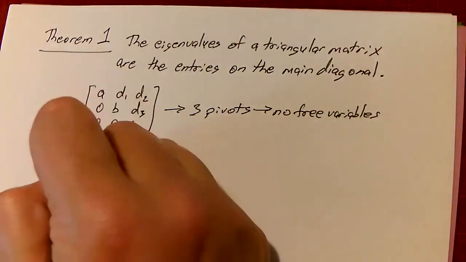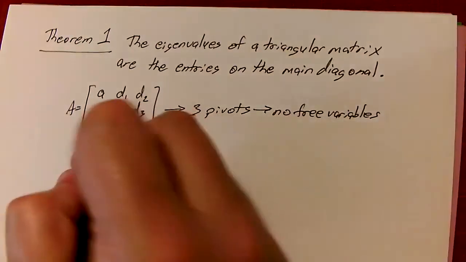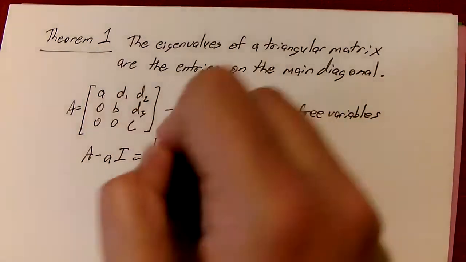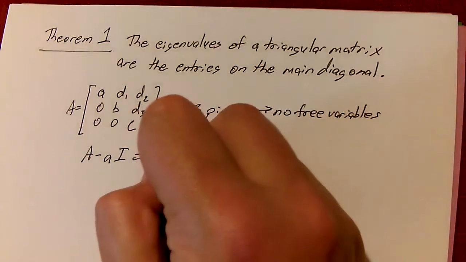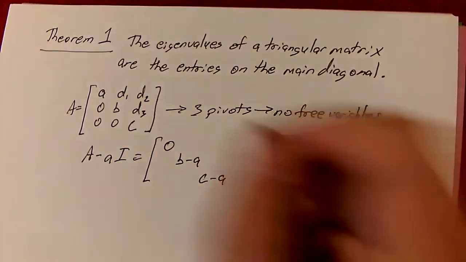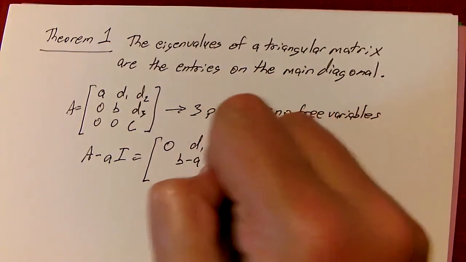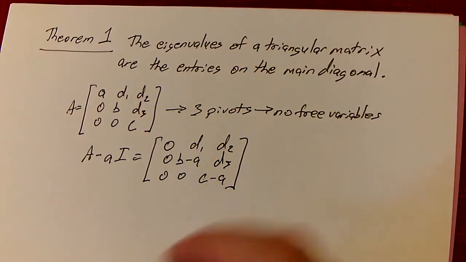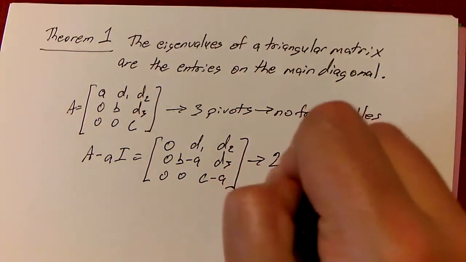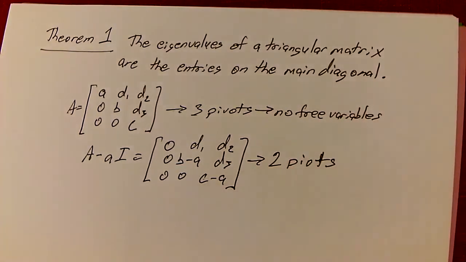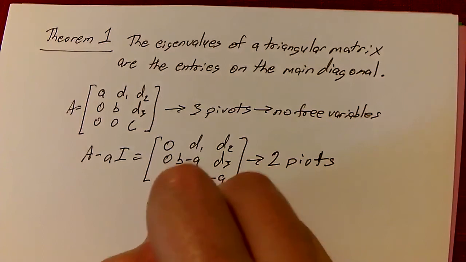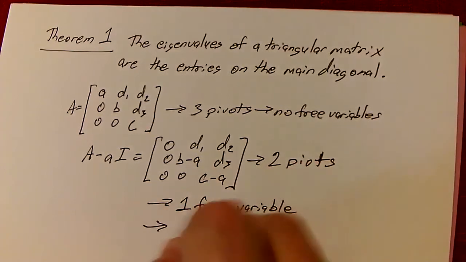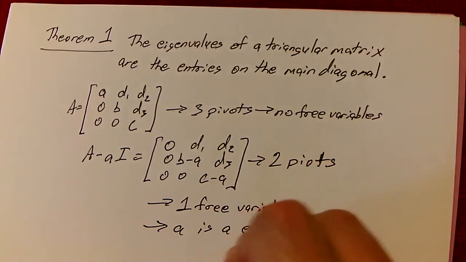Well, the easiest way would be to take my matrix A here, subtract little a times I. So this would give me A minus A would be 0 on the diagonal, I would have B minus A and C minus A. D1, D2, and D3 would not change, and then my zeros below would not change. Now I have a free variable. So that means I have an eigenvector. 2 pivots, right? B minus A and C minus A. So I would have 1 free variable. And A is an eigenvalue.